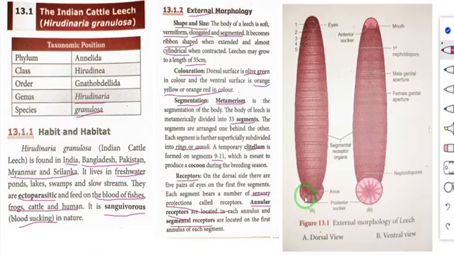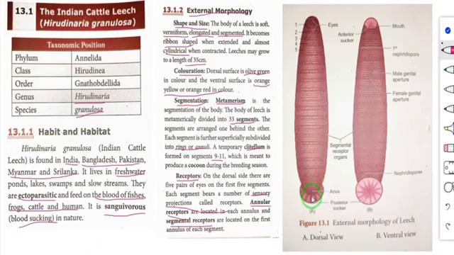The sucker located at the anterior end is called the anterior sucker or oral sucker, that is, the mouth region. The anterior sucker occupies the first 5 segments. The posterior sucker is formed by the fusion of the last 7 segments.